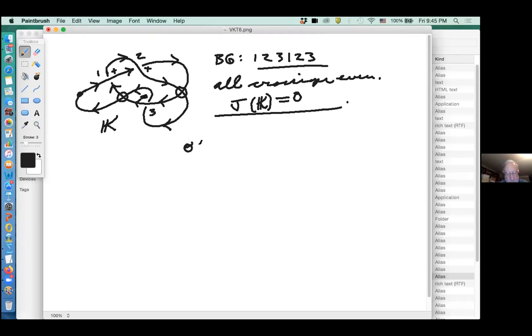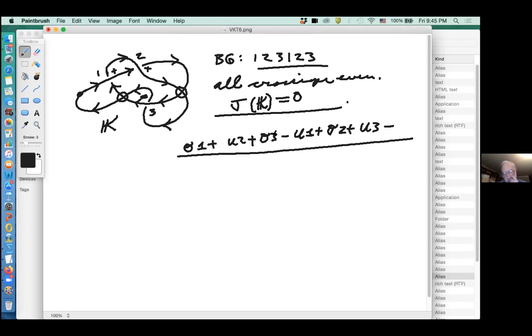So its code is over 1 plus, under 2 plus, over 3 minus, under 1 plus, over 2 plus, and under 3 minus. And it differs from the trefoil in that the crossing sign got switched when we did this. So that's what we did. We switched the sign on the crossing. And this code went from being realizable in the plane to being not realizable in the plane.